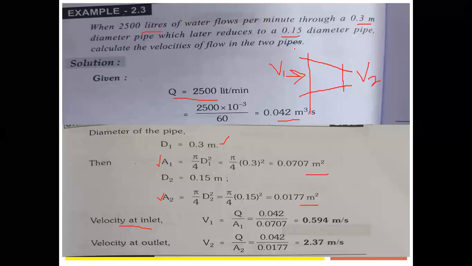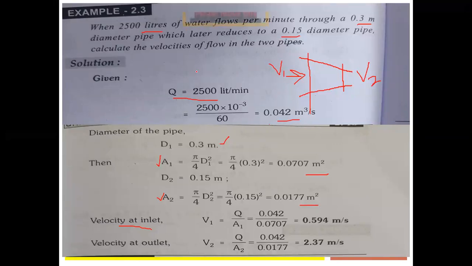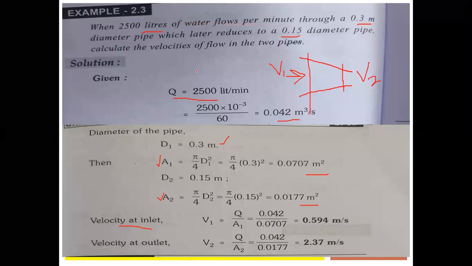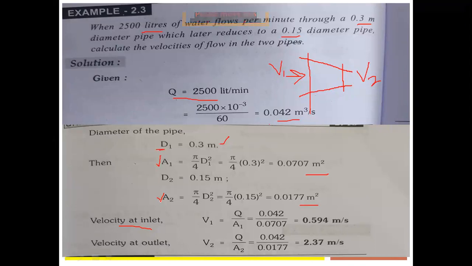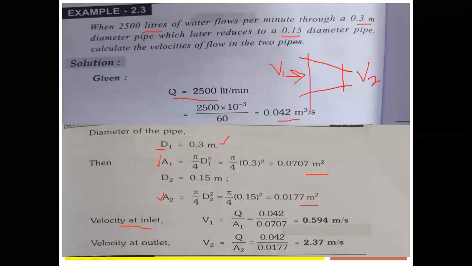See, in simple one-dimensional problems like this, the major things we have to see are the discharge Q and the diameter. The upper end diameter D1 is given, and the lower end diameter D2 is also given. After getting the given data, calculate A1, and next calculate A2, the area at the starting and ending diameters. Now, what is the question? The velocity at inlet and the velocity at outlet.